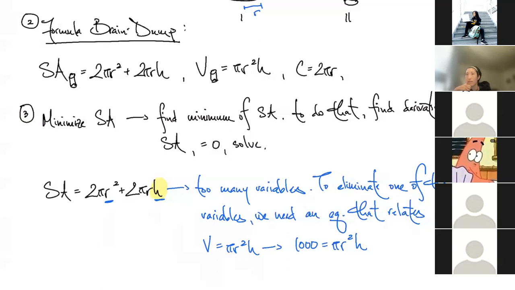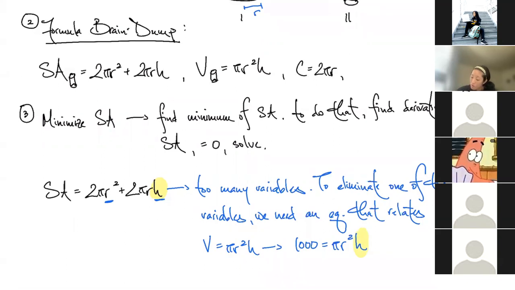What if I wanted to get the h by itself? How could I get the h by itself? If I divide by h, I don't get h by itself. Divide by pi r squared. Yeah, I could divide by pi r squared, right? Then I don't have to worry about a square root. I want to avoid square roots.